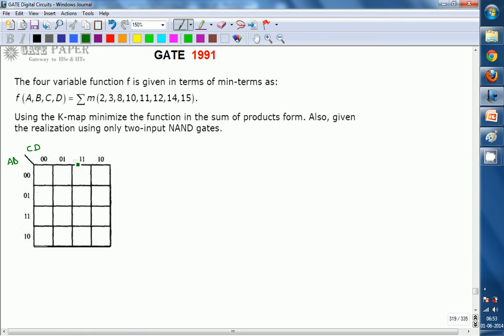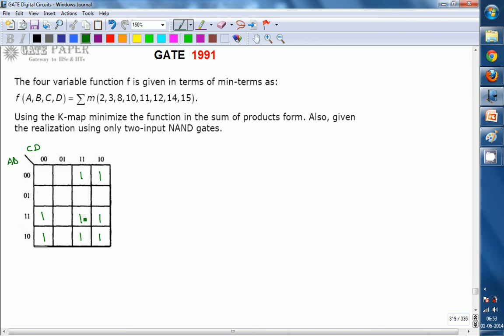So the minterms are: 2 is nothing but 0, 0, 1, 0. 3 is 0, 0, 1, 1 and 8 is 1, 0, 0, 0. 10 is 1010, 11 is 1011, 12 is 1100, 14 is 1110, 15 is 1111. So these are the minterms given, and that has been entered into the K-map.